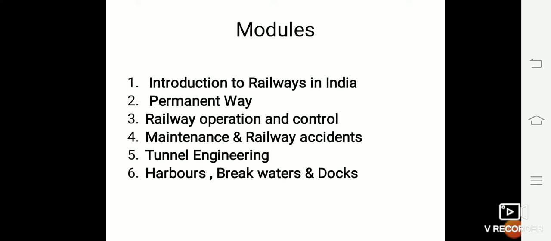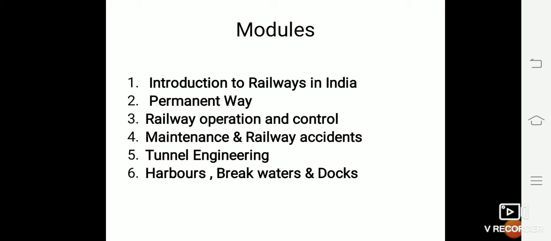Coming to our modules, the first module is about introduction to railway in India, in which we will be dealing with the role of Indian railways in national development and railways for urban transportation. We will also discuss modern developments like LRT and MRTS, which means light rail transit and mass rail transit system, tube railways, etc. Also, we will deal with alignment and the component parts of the railway track, typical cross section, etc.